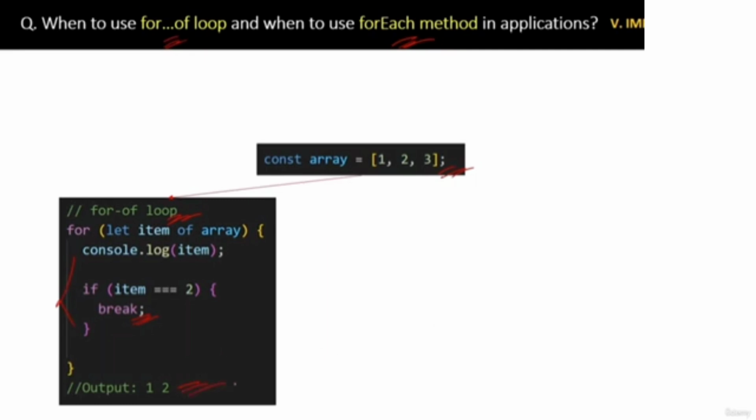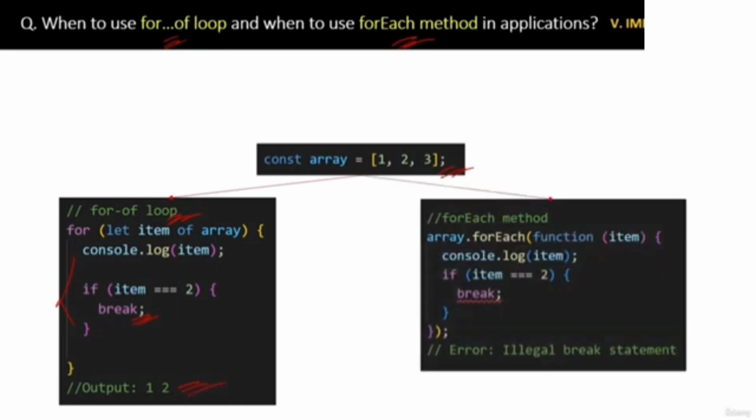But if we try to iterate the array using the forEach method, yes, it will iterate. But if we use break and continue statements inside the forEach method, then it will give this illegal break statement error. And that is the limitation of the forEach method. The reason is that the forEach method is designed to complete all the iterations of all the elements of the array, and it is not designed to be interrupted.